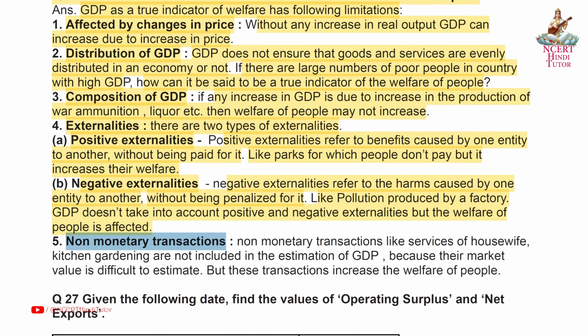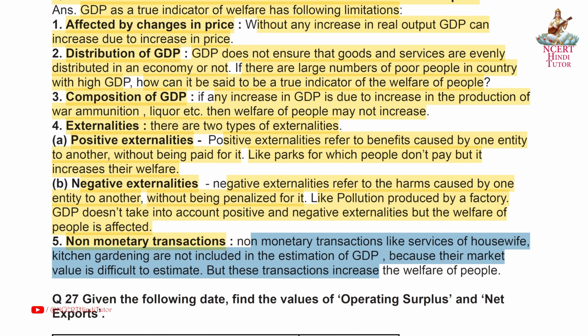Fifth, non-monetary transactions. Non-monetary transactions like services of housewife, kitchen gardening are not included in the estimation of GDP because their market value is difficult to estimate, but these transactions increase the welfare of people.